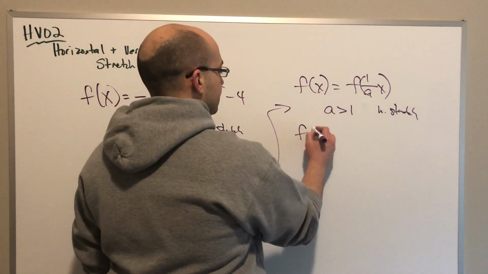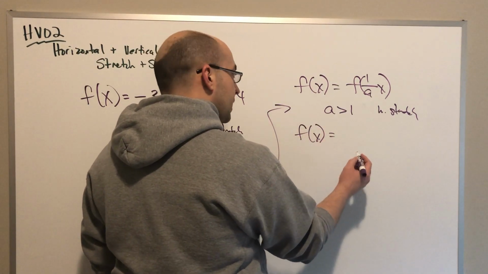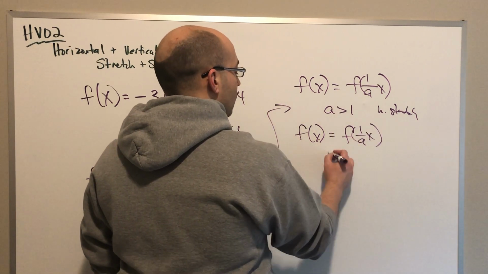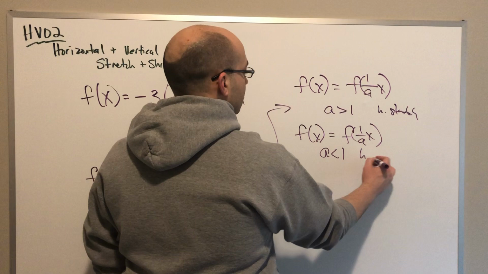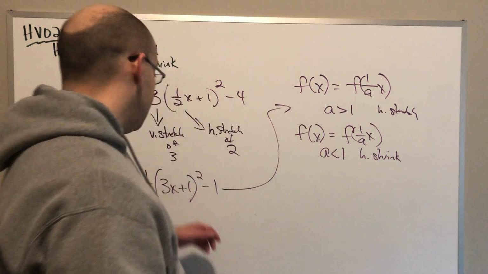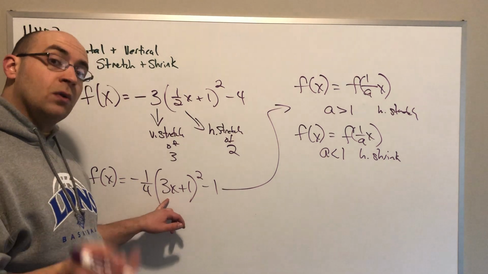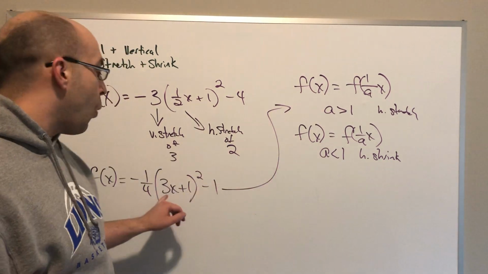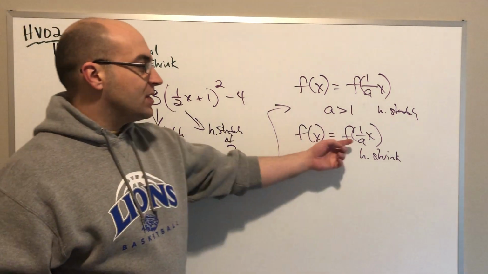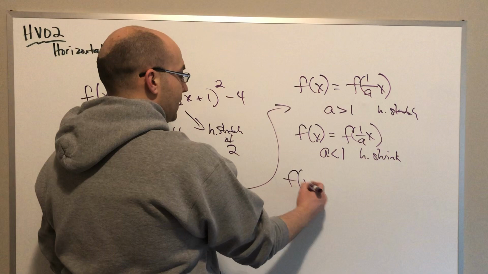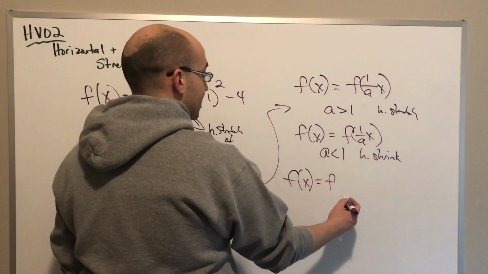Now, this part is interesting because when we're talking about shrinks, the rule is still the same, f of 1/a x. When a is less than 1, it's a horizontal shrink. Now, here's what's interesting that happens. So in this case, we were talking about a horizontal shrink of 1/3. Well, a is 1/3, which gives us a double fraction, meaning 2 fraction bars. So this is what this will actually look like before we make the change and simplify.